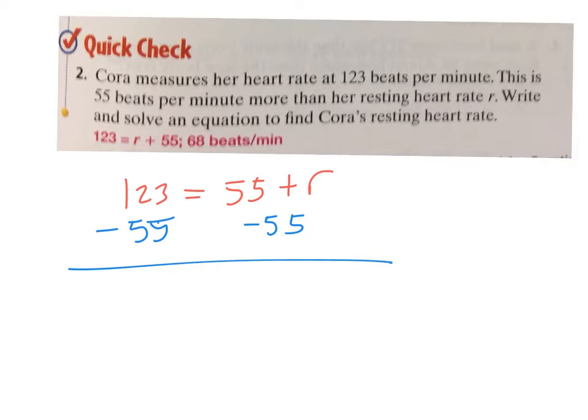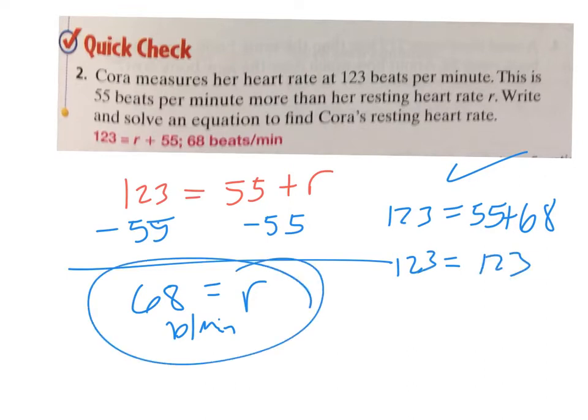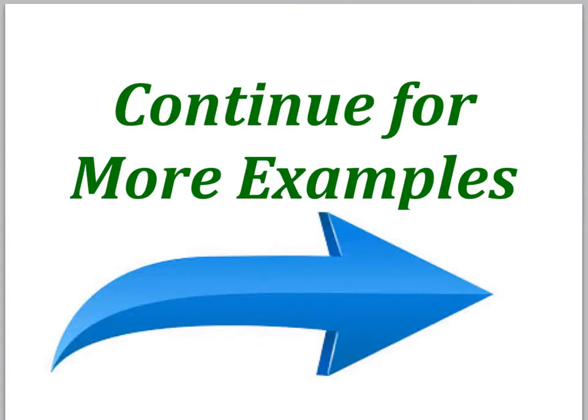123 minus 55 is, by the way, 68. So 68 beats per minute. And we can check that pretty easily. 123 equals 55 plus 68. You've got to add that to double check, but it does work. So 68 beats per minute is correct. Continue for more examples from me.